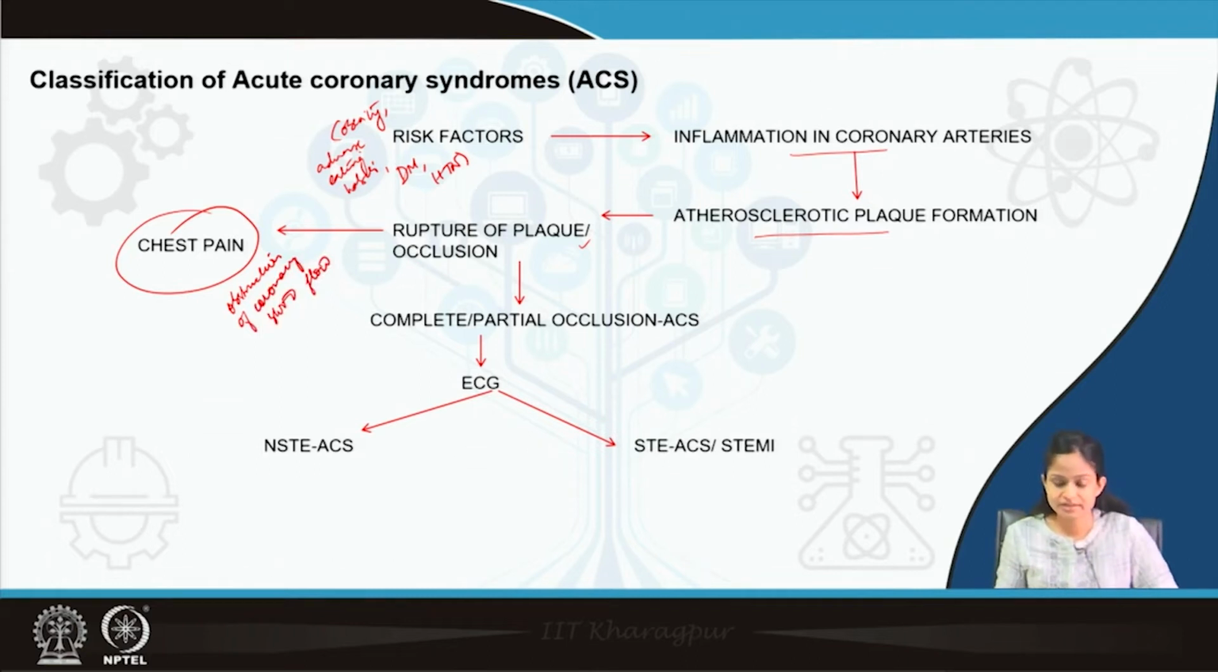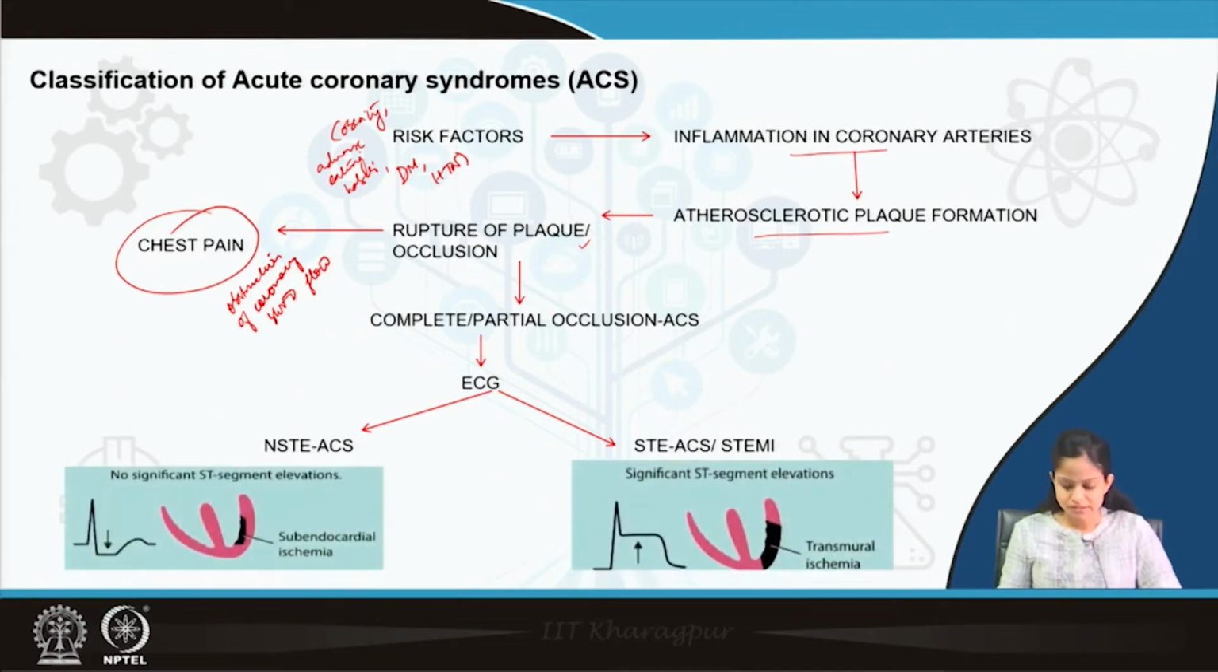Now, if the occlusion of the blood vessel is complete, then generally it gives rise to a transmural ischemia. Complete occlusion means there is occlusion throughout, from endocardium to epicardium. That is transmural ischemia. Partial occlusion means the coronary artery is partially blocked, and that is usually subendocardial ischemia.